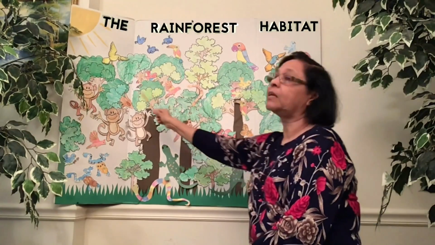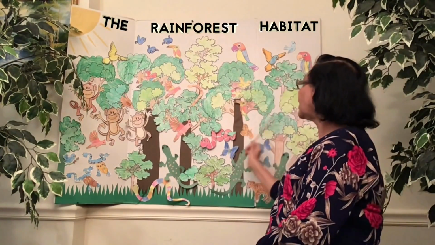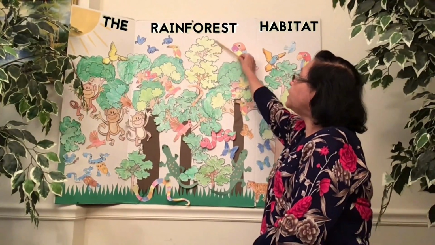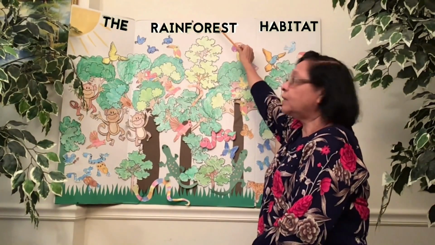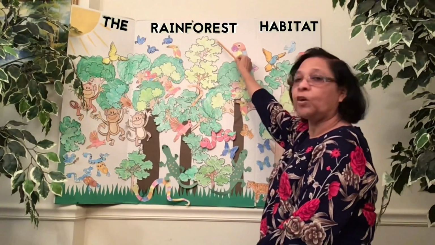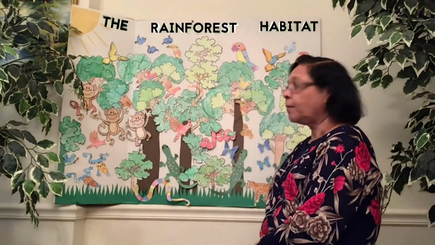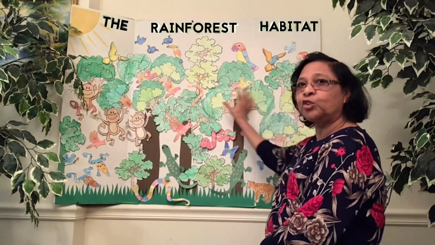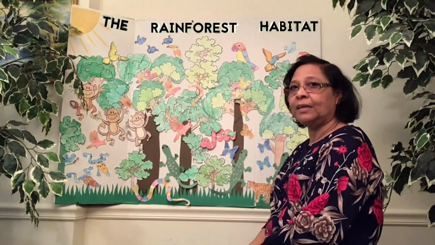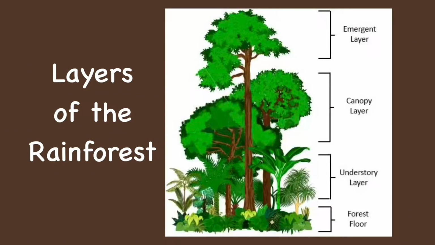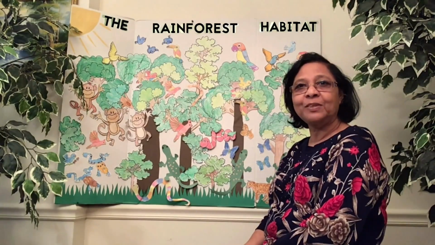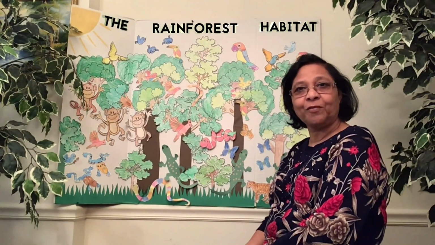The canopy, and a lot of animals live in the canopy. And then we have another layer way up top, trees that are going really high, a few trees that are really tall, and it's called the emergent layer. But the main layer that we focus on is the canopy. So many animals live in the canopy. Let's look at the different animals, and perhaps you can tell me which one is your favorite.